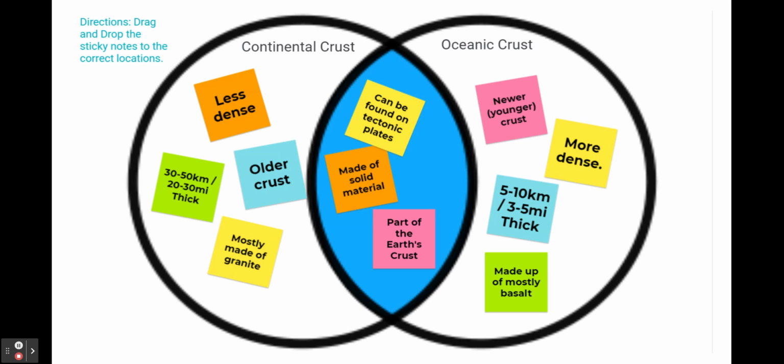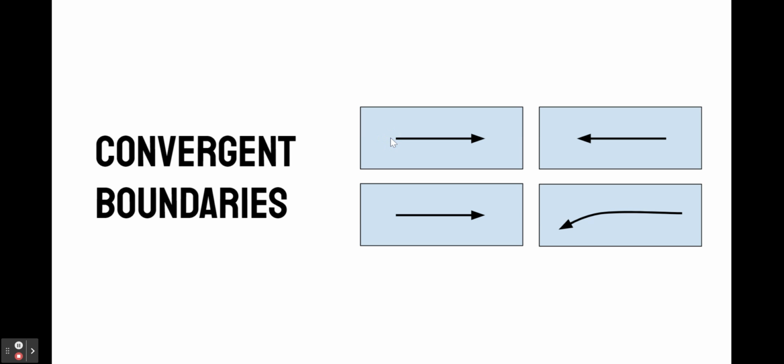It's more dense, and the way I like to think about it is I imagine it being like soaked with water, which would make it more dense. It's not as thick as continental crust, and it's made of mostly basalt. So how these types of crusts interact will result in different landforms. Let's look at that. There are three types of boundaries.